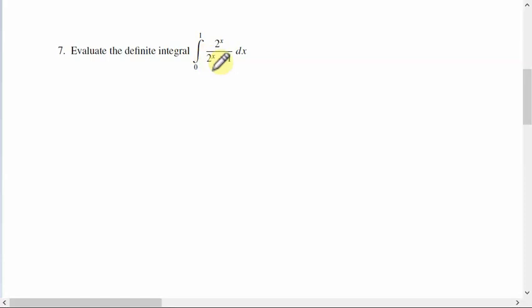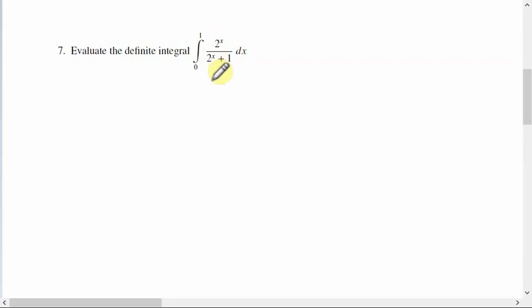And now I've got a definite integral. And here this is not in my list. Don't split this thing up. You can't split up the denominator like that. If it was the numerator, I can split up a numerator, but not a denominator. So I'm stuck with that.